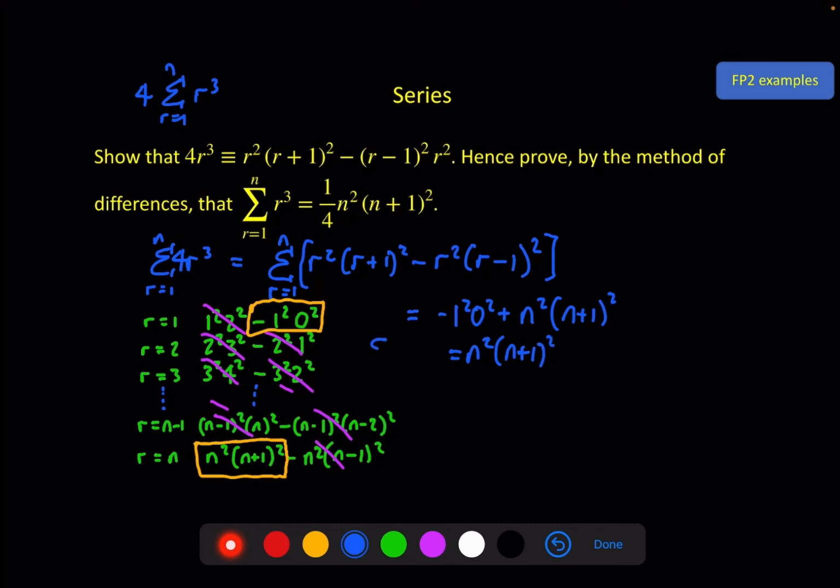Now I need to remember that that was not really what I wanted. It was very close to it, but not quite, and the 4, as we said, can come outside, and then I can just divide everything by 4, and we get the required result.